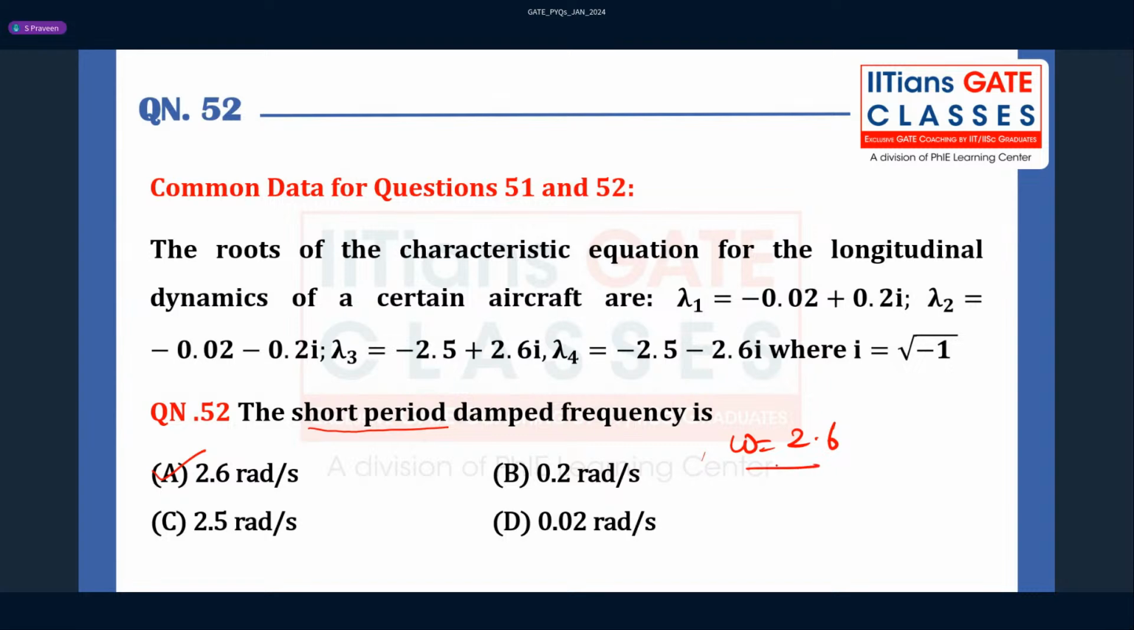We are basically comparing it. So mind you, please be wary of this. Problems like this are very easy to solve, but they appear monstrous in nature. So the best way to approach is you are given the roots and you're basically asked to determine the short period or the long period damped frequency. So, like I said, use this trick and it will be helpful for you while approaching the questions in the GATE exam.